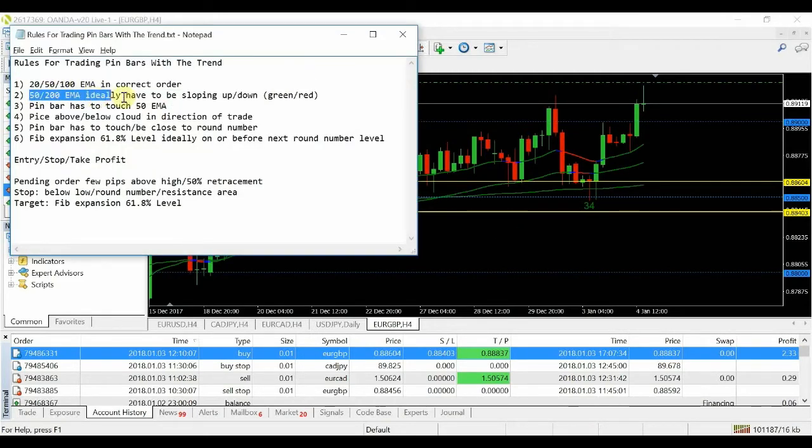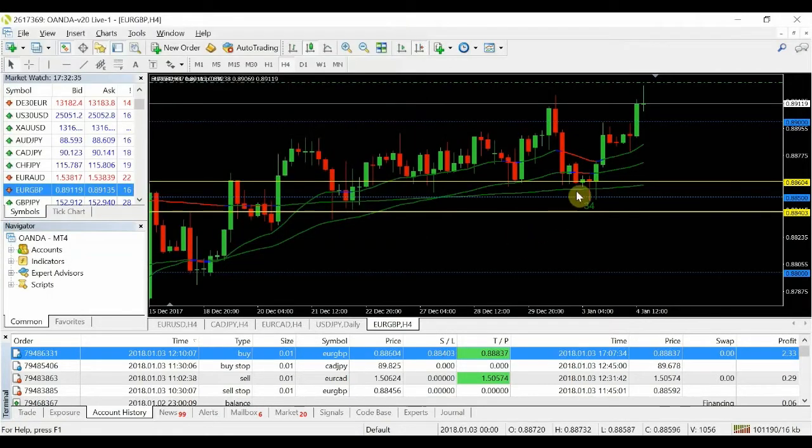The 50 and 200 EMA ideally should be sloping up or down in terms of the trend. So the 200 is sloping up, which is green. The 50, however, is sloping down, and when the pin bar formed, it was in red, so sloping down. I wasn't too fussed with this one, if I'm honest, because that probably just shows I'm getting in at a better price, because price has retraced further than probably expected.